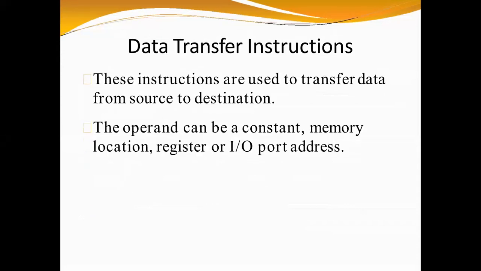The first one is the data transfer instruction. These instructions are used to transfer data from the source operand to the destination operand. The operand can be a constant, memory location, register, or IO port address.